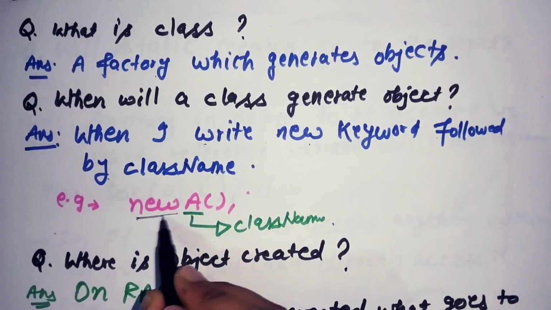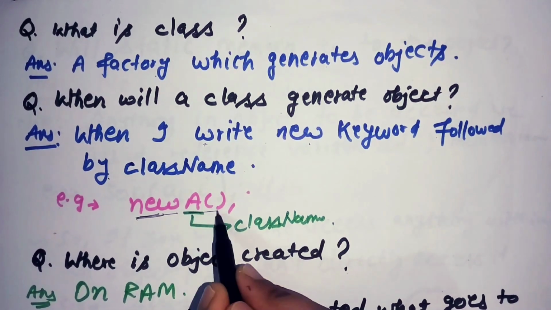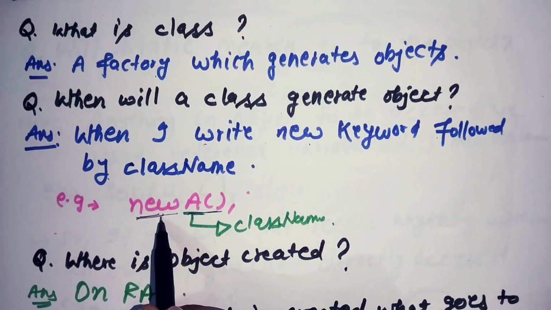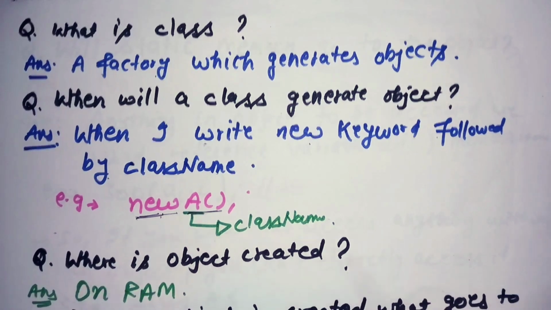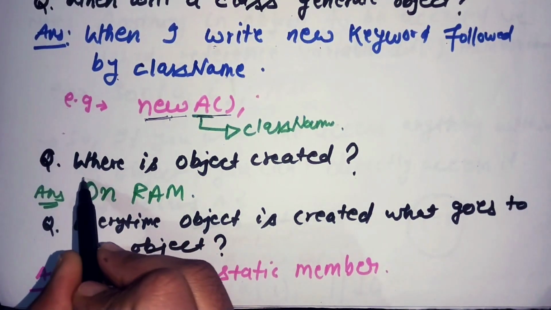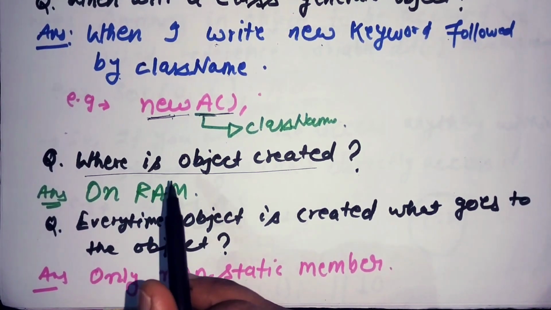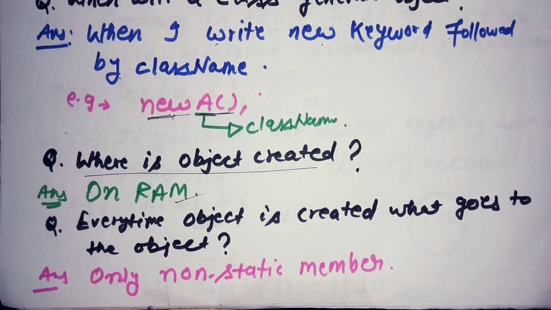जैसे new followed by class name with parenthesis. It sends request to the class and class will generate object. Where object is created? Object is created on RAM.